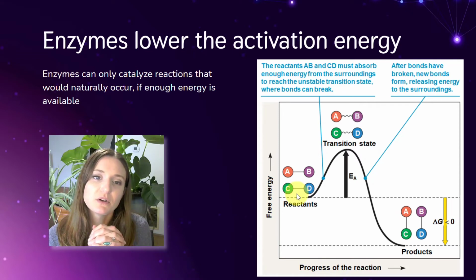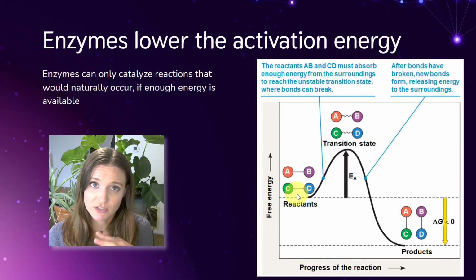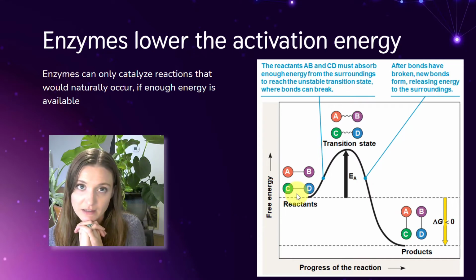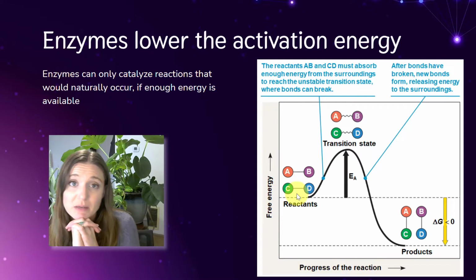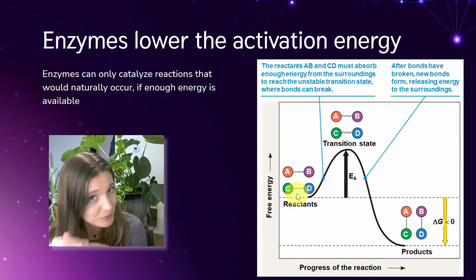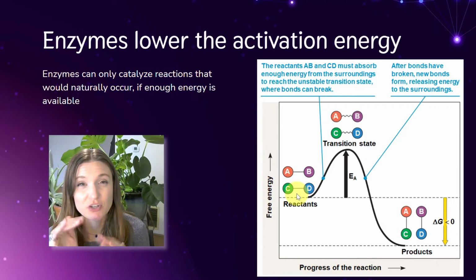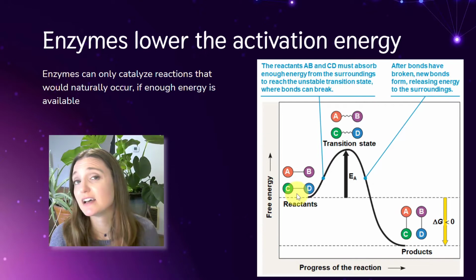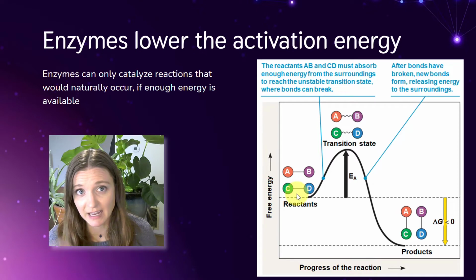So in order to get molecules to react with each other, like say here we want to switch up the bonds, right? We want to do a recombination reaction, right? Instead of A being bonded to B, we want to bond A to C. Enzymes could only catalyze this reaction if it would happen naturally. And the way it would happen naturally is that these molecules would absorb energy from their surroundings, usually in the form of heat. Okay, thermal energy.